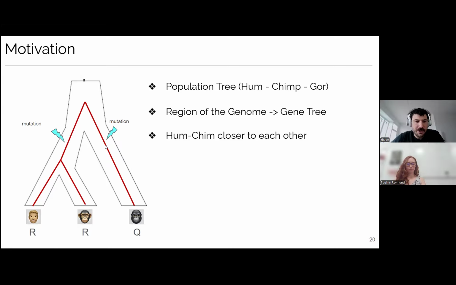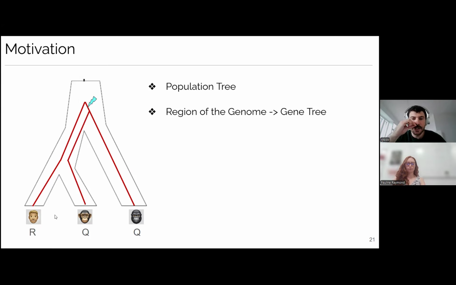And we can imagine that most of these mutations happen either in the lineage leading up to modern humans and chimpanzees, or in the lineage leading to gorillas. However, there are regions of the genome that will have a gene tree that looks like this, with the chimpanzee and gorilla sharing a Q mutation and the human having a different mutation. And the chimpanzee and the gorilla will appear closer to each other. This can happen when there is a mutation in the common ancestor of these three groups right here. And then by random sorting, chimpanzees and gorillas get one mutation, whereas humans get the other one. This is what we call incomplete lineage sorting.